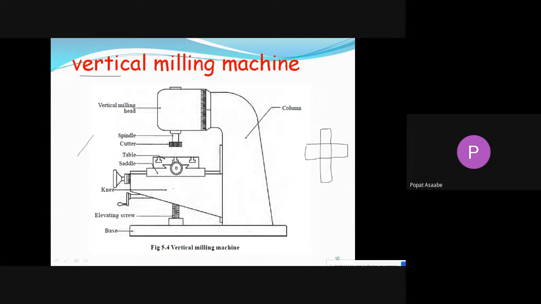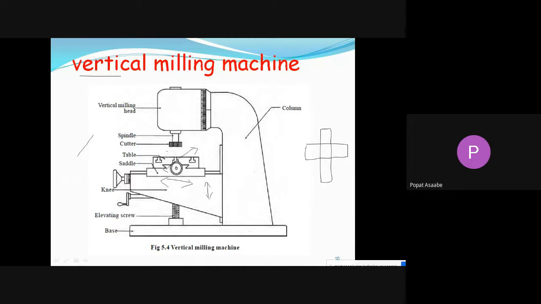Again here is the knee. This knee we can also move up and down with the help of this elevating screw, by rotating the elevating screw with the help of the hand wheel, and these guideways are provided on this column. Again above the knee it consists of the saddle, and with the help of the saddle we can move the table in the longitudinal direction, and also in the crosswise direction.